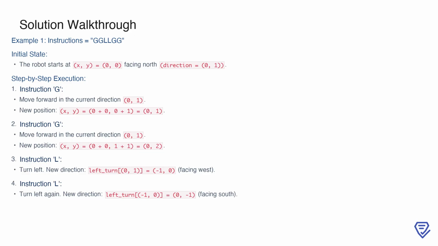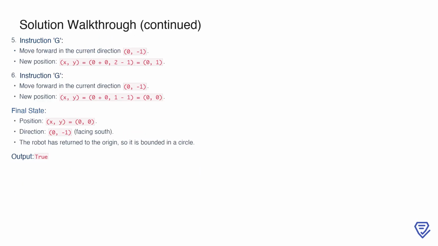Next, the instruction L indicates a left turn, which changes the direction from north (0, 1) to west (-1, 0). A second L turns the robot to face south (0, -1). Notice how these updates are based on predefined direction mappings for left turns. With the robot now facing south (0, -1), the next instruction, G, moves it forward in this direction, updating the position to (0, 1). Another G brings it back to the origin (0, 0).